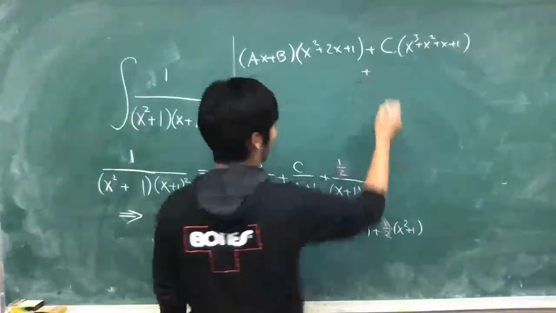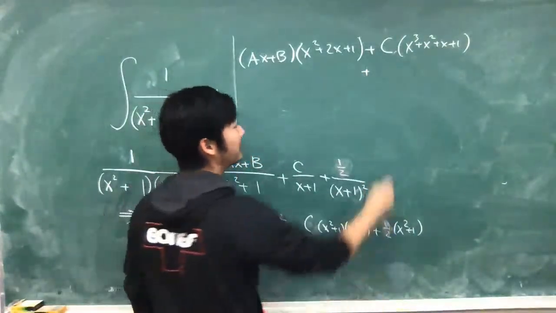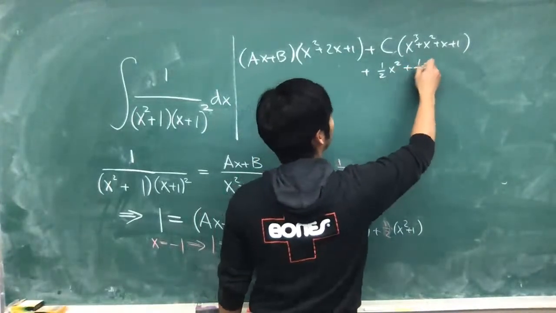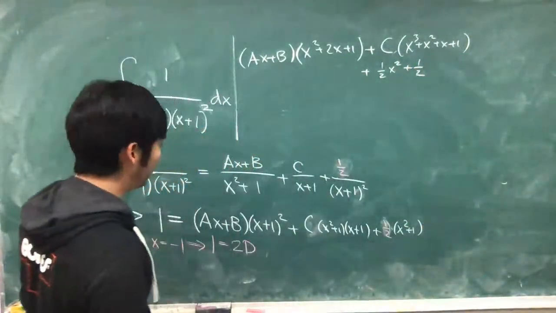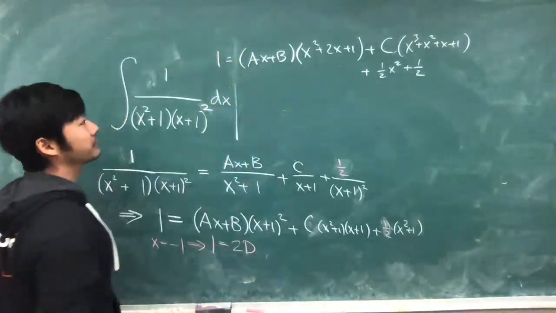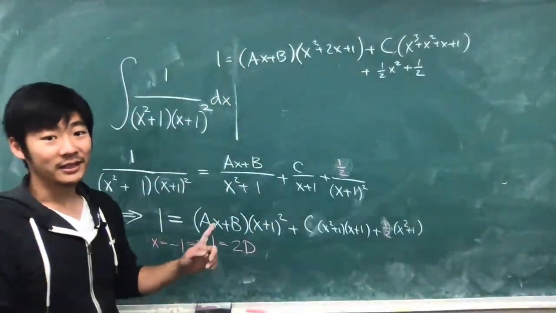Plus 1/2 x squared plus 1/2. And all of this is equal to 1. So now let's multiply this all out.